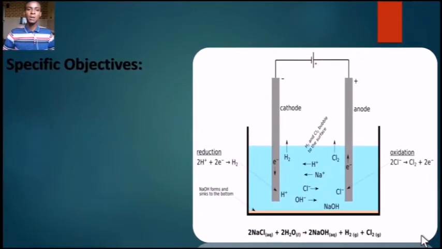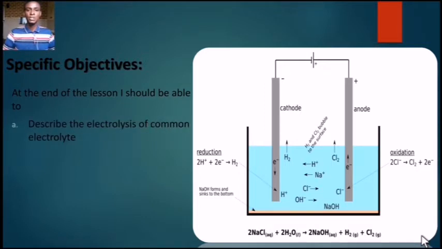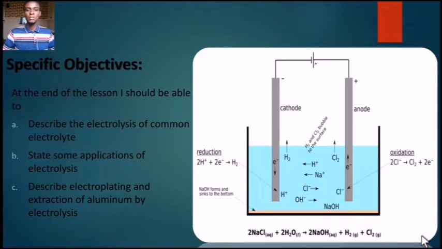So, considering our objectives for the lesson, what do I expect you to learn at the end of the lesson? The first thing is you should be able to describe the electrolysis of common electrolytes. I'm going to give you some electrolytes, and we're going to look at the electrolysis of these electrolytes. The second aspect, you should be able to state some applications of electrolysis, and lastly, you should be able to describe electroplating and extraction of aluminium by electrolysis.